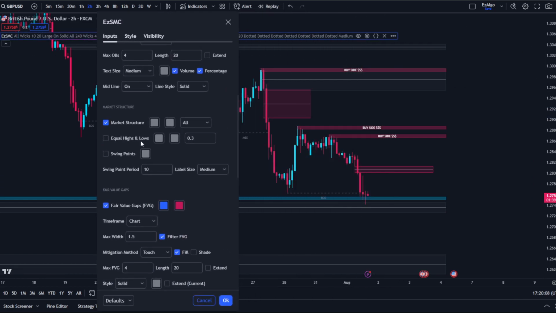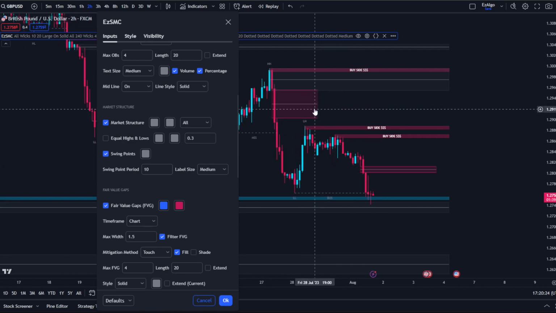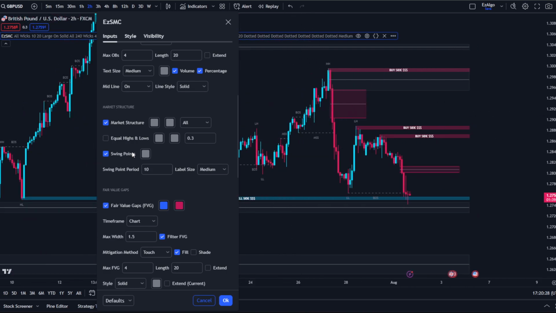We have the equal highs and lows. Again, this essentially just shows stop hunts and liquidity in the market. However, since we have our liquidity levels, which I'll get into in 1 second, I don't find this particularly useful. We also have the swing points, right, showing you the lower high, lower low, higher low, etc. Again, I think it's pretty easy to spot with your own eyes. I don't think you need an indicator to tell you where the swing points are, but for the new traders, that's there as an option.